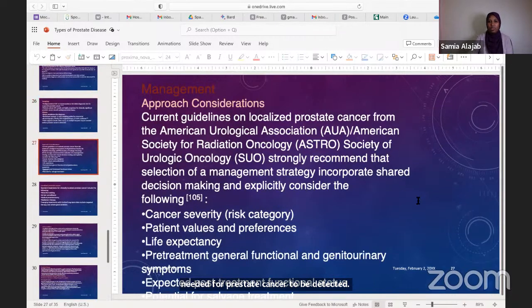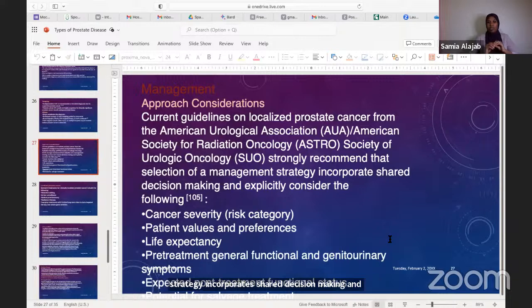Okay. So what is our approach for management or treatment in case we have prostate cancer? Current guidelines on localized prostate cancer from the American Urological Association, American Society of Radiation Oncology, and Society of Urologic Oncology strongly recommend that selection of management strategy incorporate shared decision-making and explicitly consider the following.